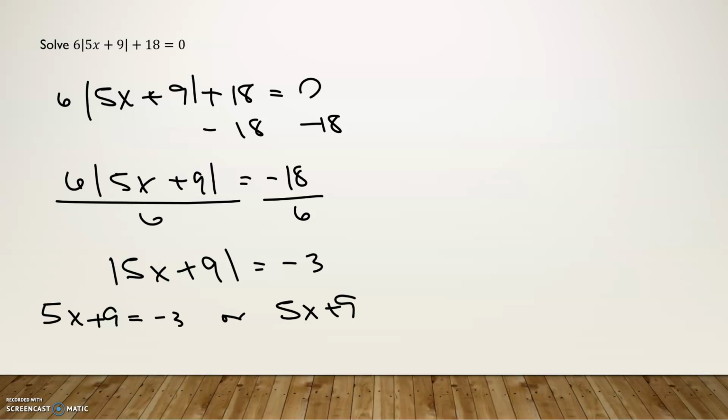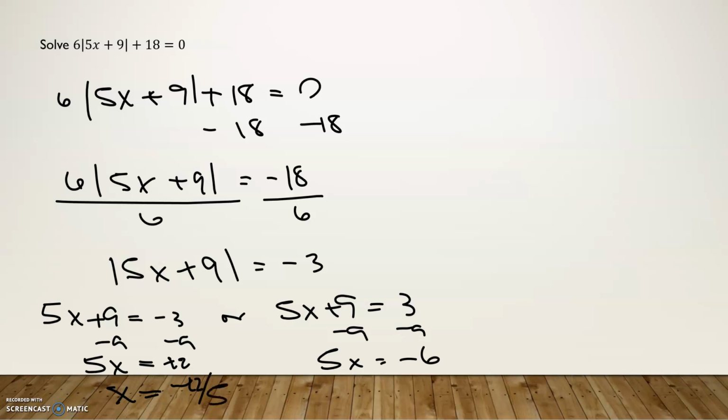Oh, that should be positive over there. And we would solve as normal. So subtract 9, and I'm just going to go across. So 5x equals, this would be negative 12. And over here we would have negative 6. So we would have x is equal to negative 12 over 5. Over here we'd have negative 6 over 5.